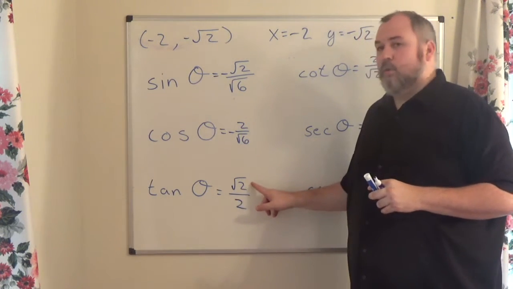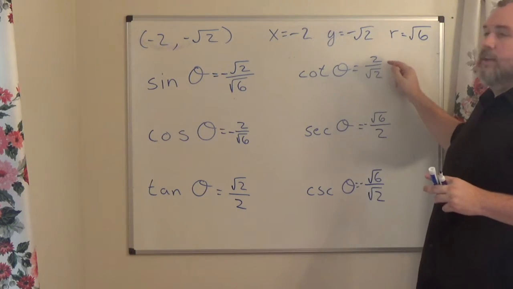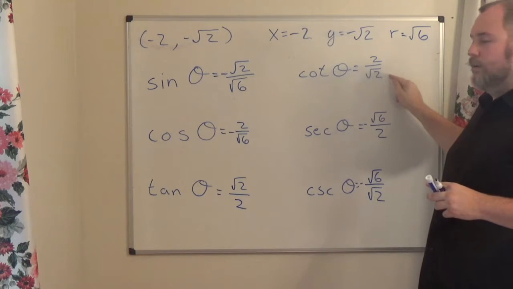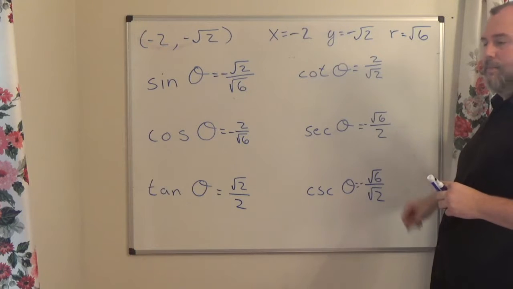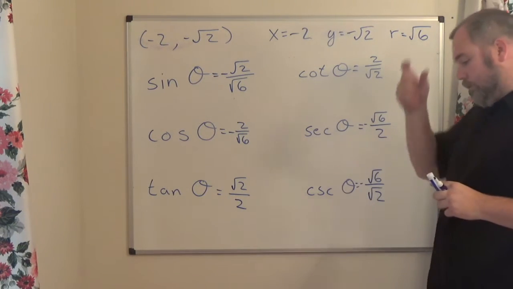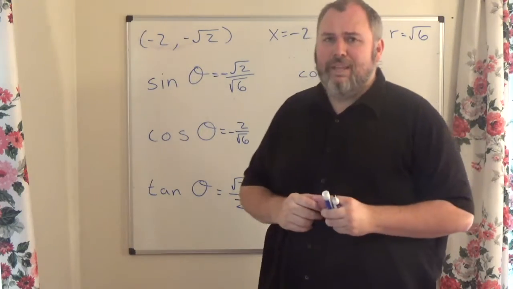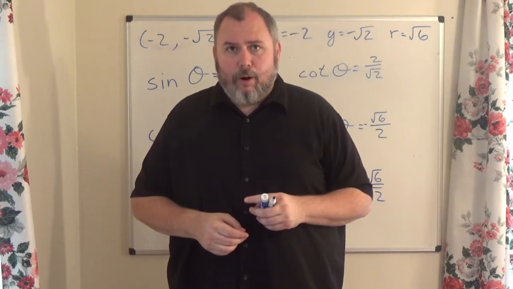Tangent of theta is the square root of 2 divided by 2. Cotangent is 2 divided by the square root of 2. Secant is the negative square root of 6 divided by 2. And cosecant is the negative square root of 6 over the square root of 2. Now, if these are what you've got, just like I have, we're only partially correct.